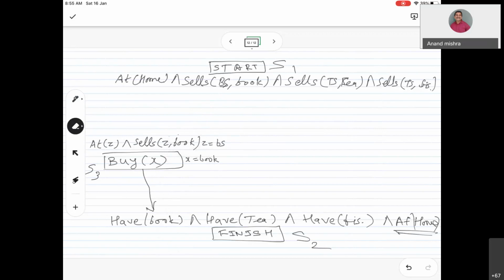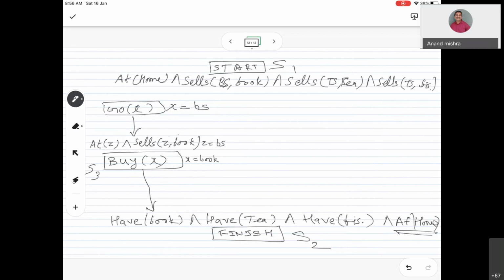Go, right? So that will be satisfied by go. To buy the book, you need to be at bookstore. You are at home, so you need to go, right? So you have to go X, and here again binding is happening. X is bound to bookstore. Go to X. X is bound to bookstore.